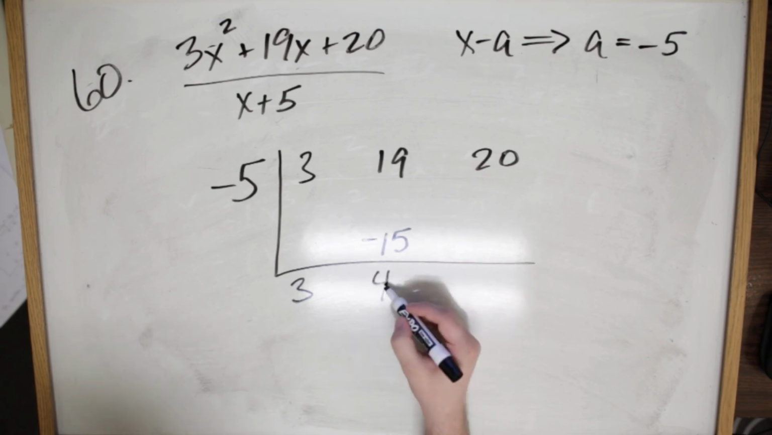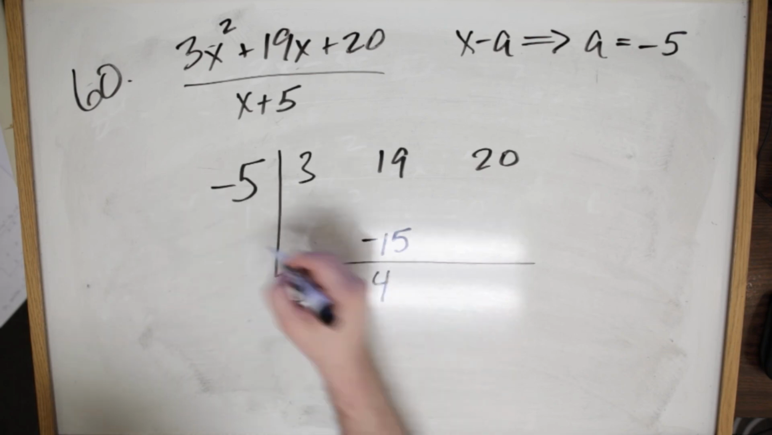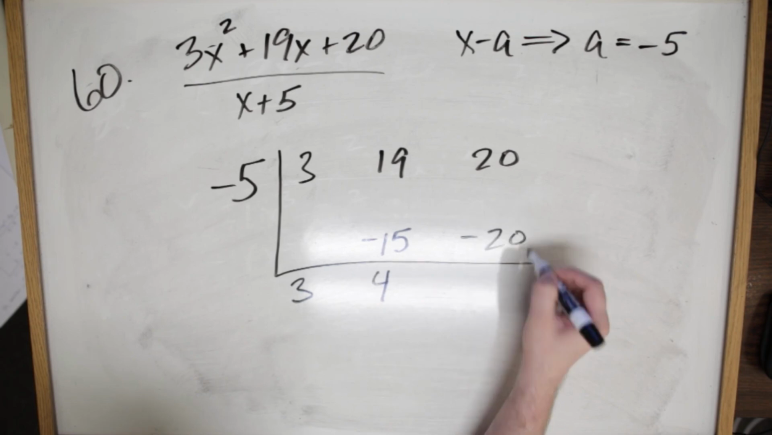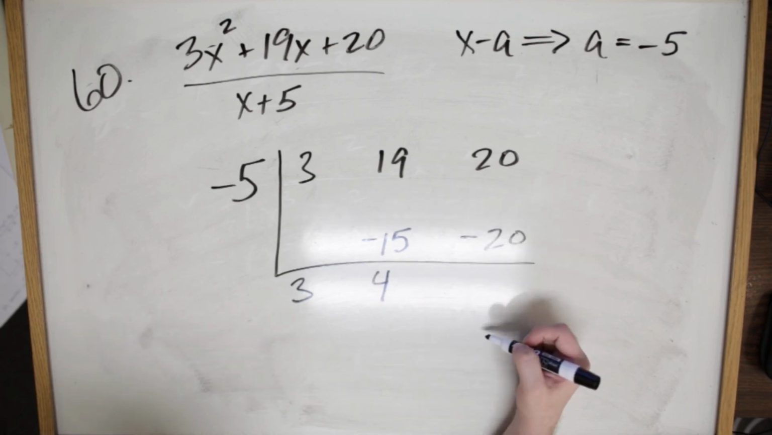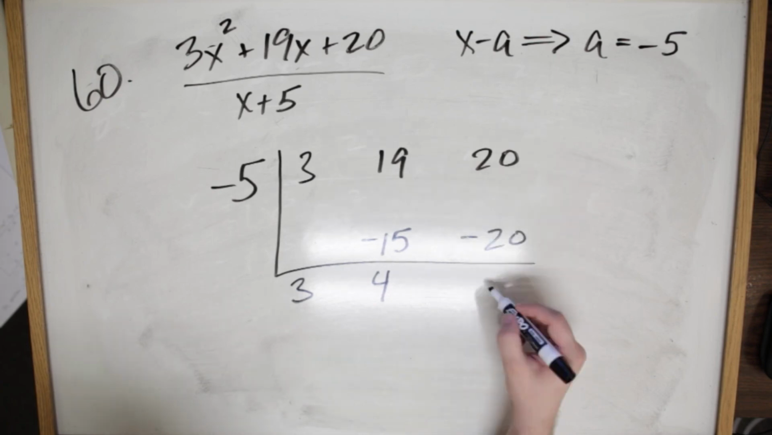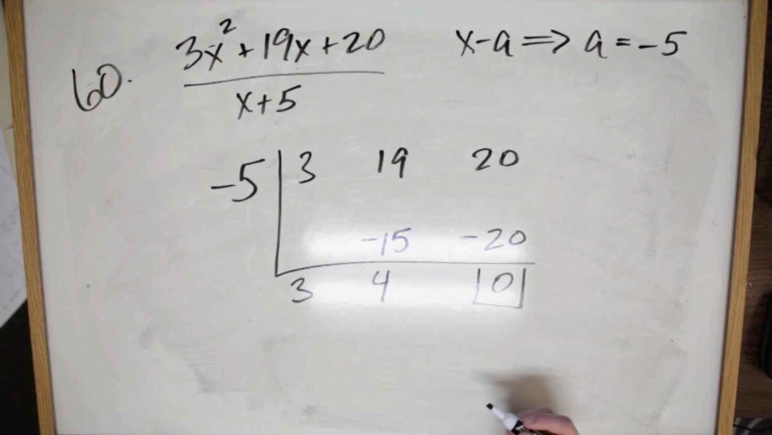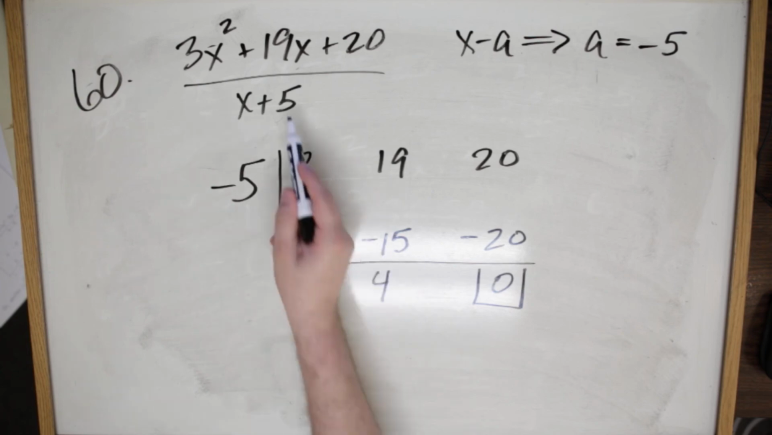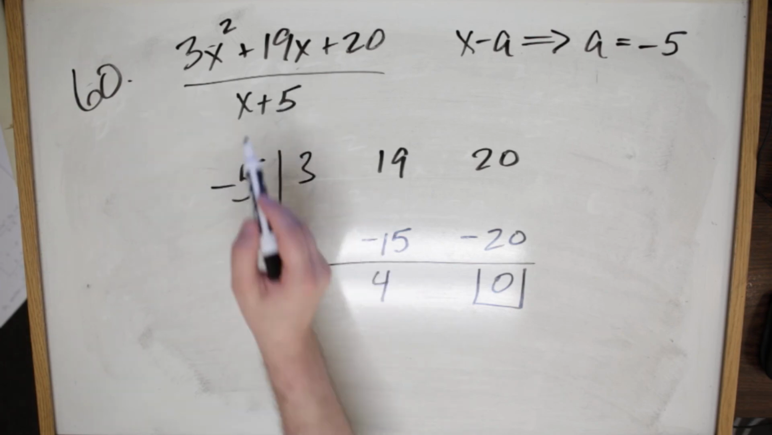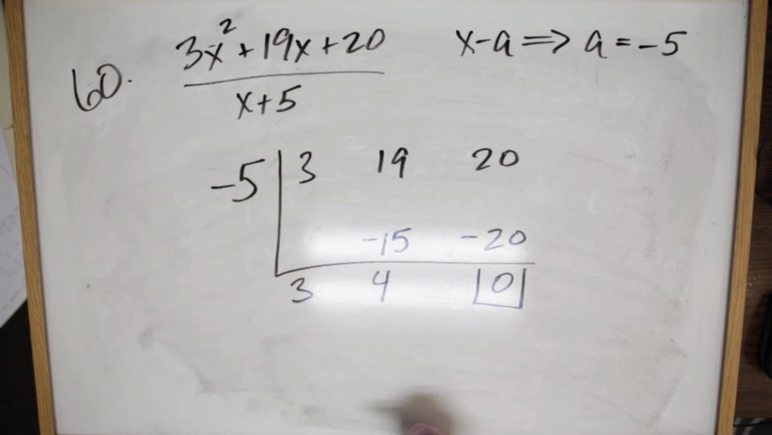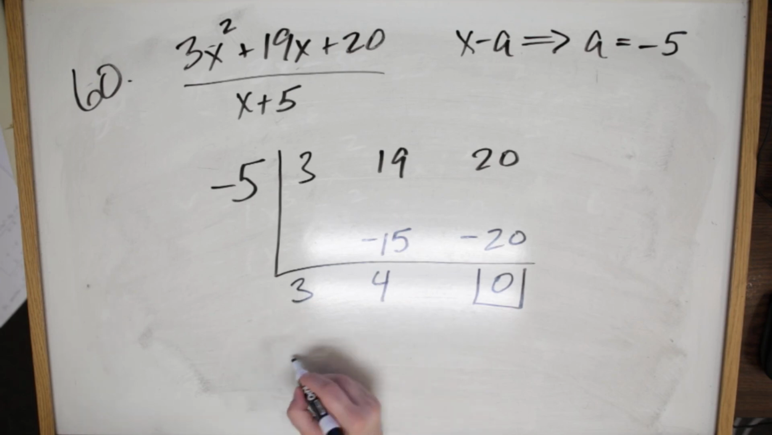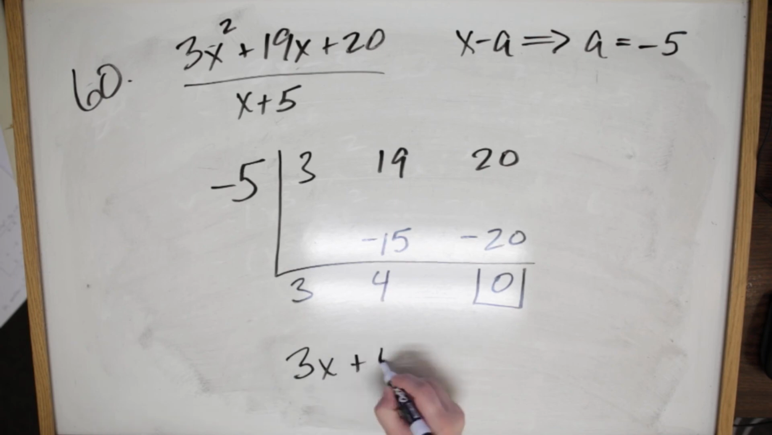When I do that, I get 4 times minus 5 is minus 20. So I do, again, the same thing. Minus 20 plus 20 is going to be 0, and that is going to be the end. So in other words, this equation up here in rational form, the solution is going to be 3x plus 4.